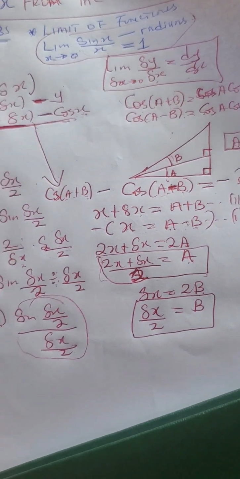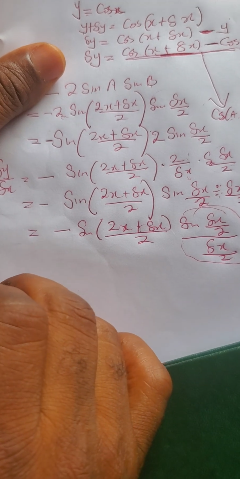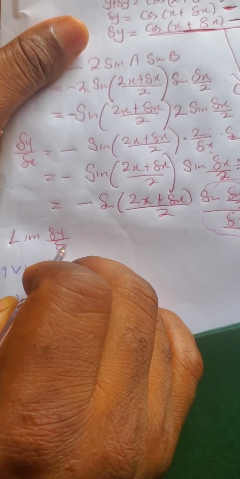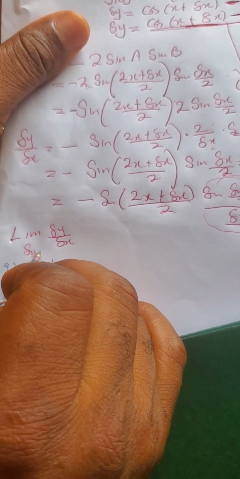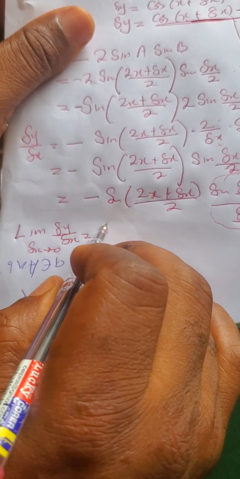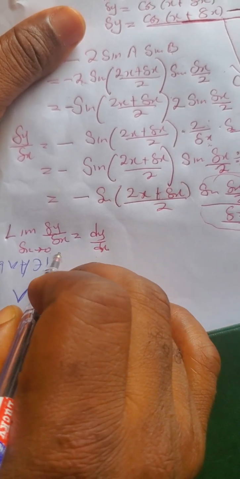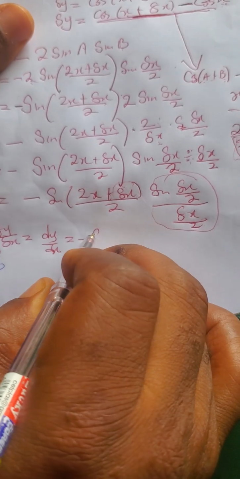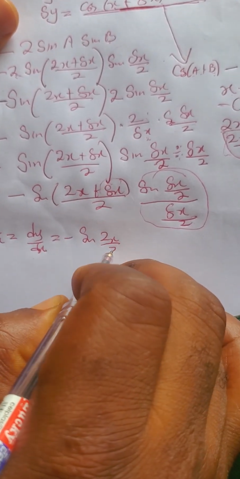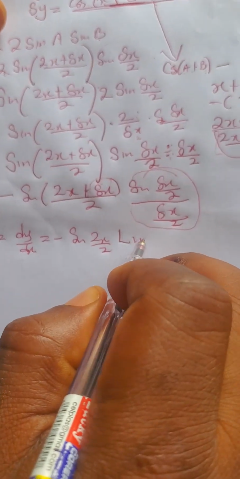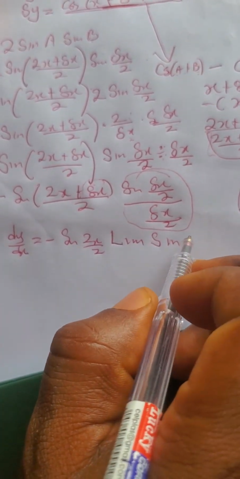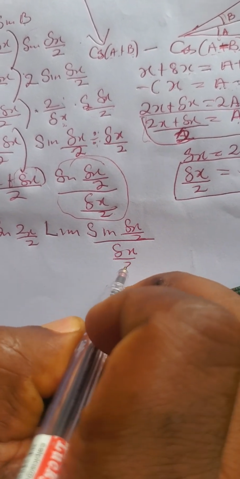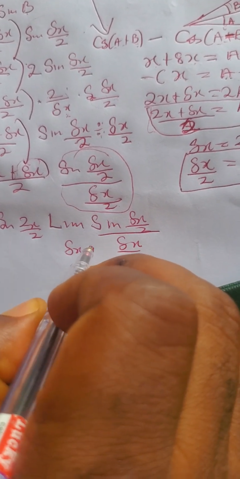Now, let me take the limit of both sides of the equation. I can now write the limit of delta y with respect to delta x as delta x tends to 0, which is taken as what is called dy dx. As delta x tends to 0, this one becomes 0. So I'm going to have minus sine 2x divided by 2, and also taking the limit of this expression, sine delta x over 2 divided by delta x over 2, as delta x tends to 0.